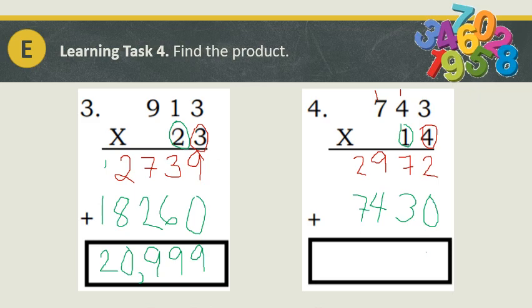2 plus 0 is 2. 7 plus 3 is 10. So, 0, carry 1. 9 plus 4 is 13 plus 1 is 14. So, carry 1 ulit. 7 plus 2 is 9 plus 1 is 10. So, ang answer natin is 10,402.